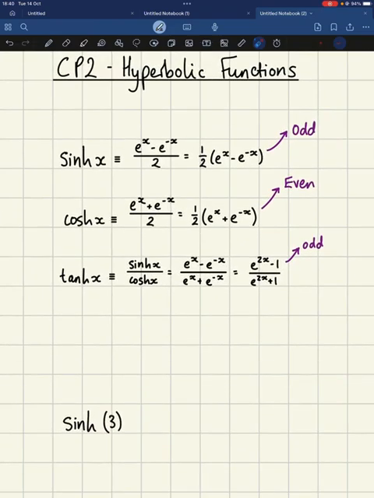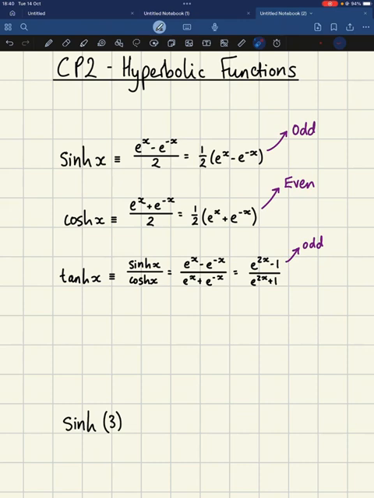So in Core Pure 2, we're introduced to these hyperbolics. They are really cool. They look quite similar to normal trig, like sine, cos, tan, and all of that, but they're nothing to do with triangles and circles. They're not waves or anything, but they are really cool. They're to do with exponentials. So let's just start off with this.